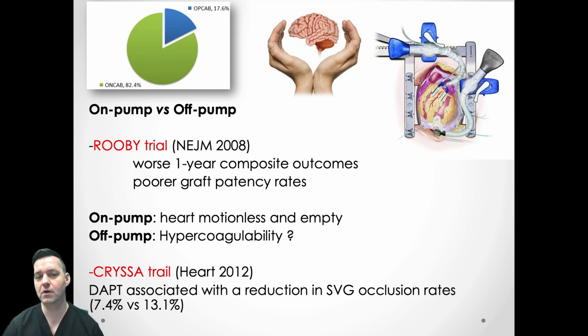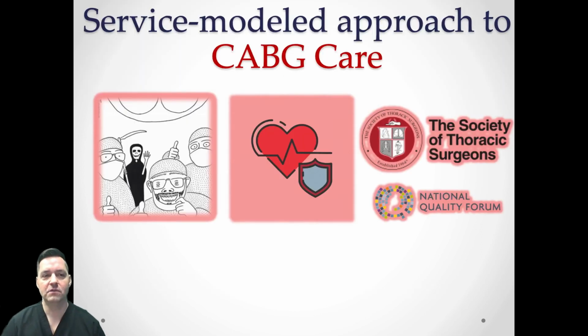performed off pump. So there is a role for off-pump CABG, usually set aside for patients at higher risk due to medical comorbidities, or high atheromatous burden, where they couldn't have a bypass cannula placed through their aorta. But you're still going to see the majority, 80+%, still done on pump, and that's going to be the focus of this talk today. So this is what I refer to as a service modeled approach to CABG care.